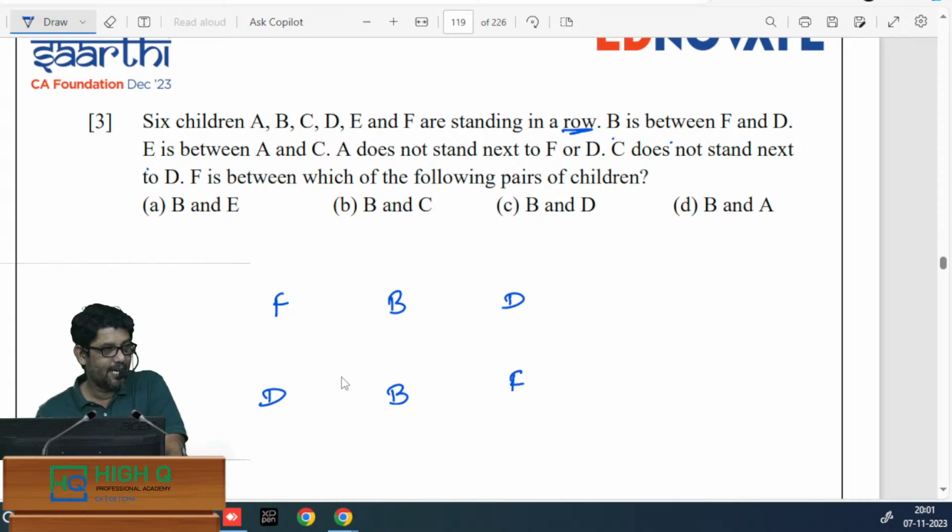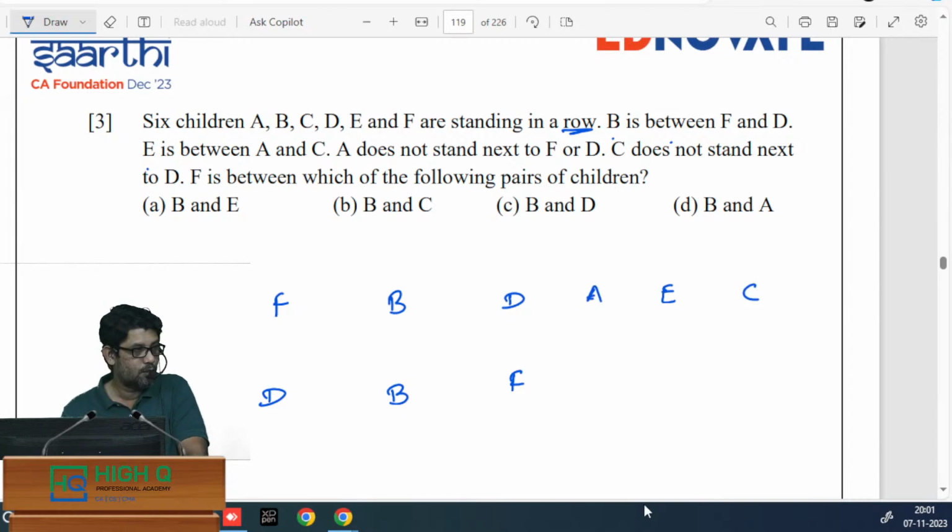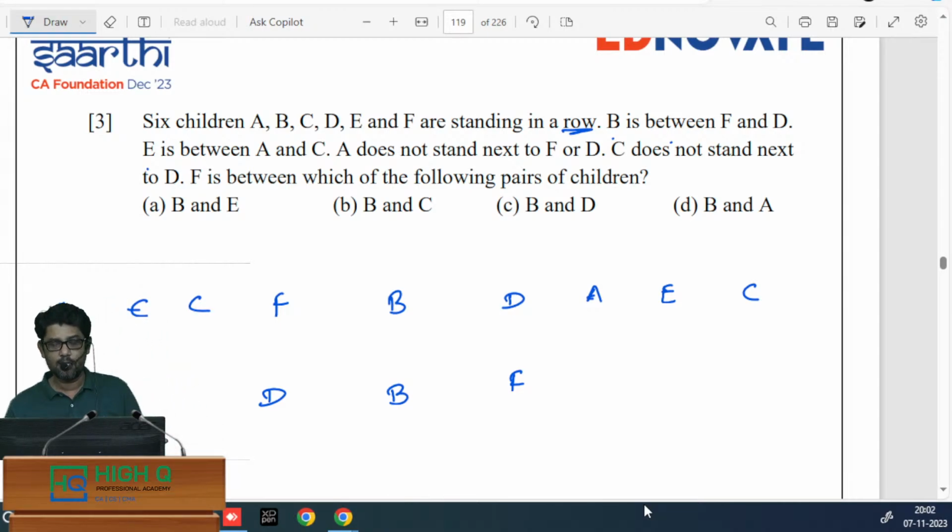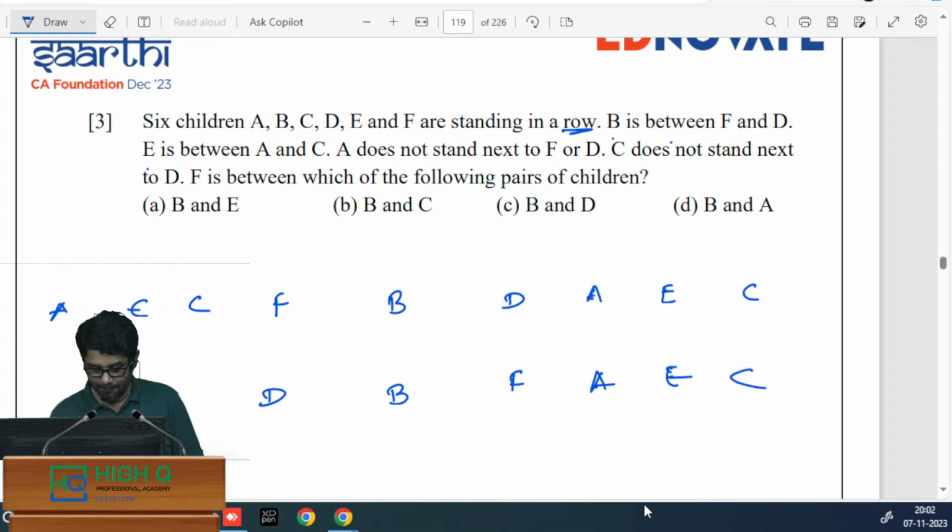Next one. E is between A and C. Is it possible, my dear? Say yes or no. Or C is between E... E is between A and C. This is also possible. Am I right, my dear? Anything is possible. Same thing here also I am doing. AEC, or you may say, sir, I can write CE also. Yes, anything can be written.